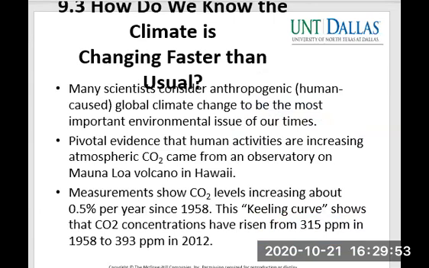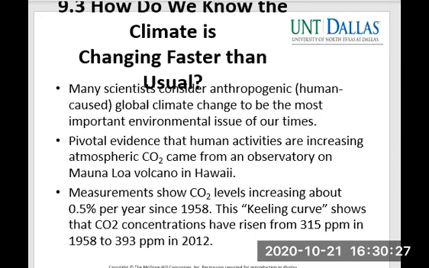So how do we know that the climate is changing faster than usual? The observatory was established in 1957 as part of the International Geophysical Year to provide atmospheric data in a remote, pristine environment. Different measurements taken by atmospheric chemist Charles David Keeling showed that carbon dioxide levels increase about 0.5% per year.